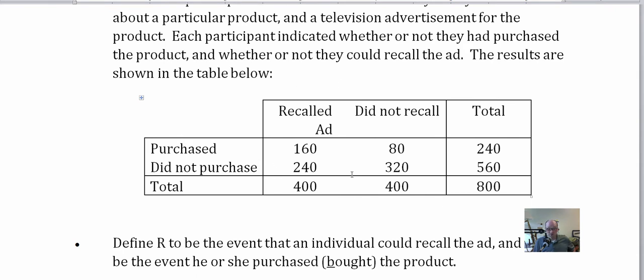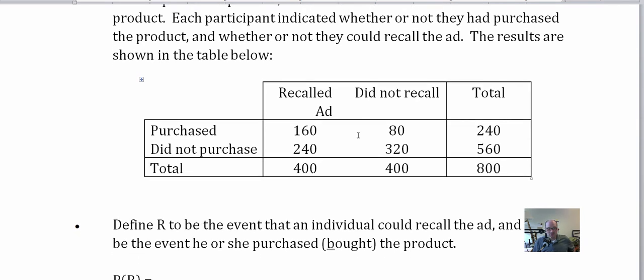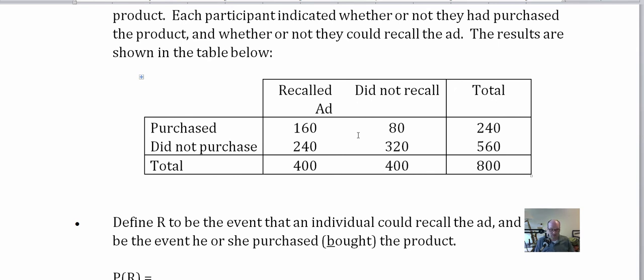From this contingency table, we can calculate basically all the probabilities that we've talked about in the last video. So let's come up with a couple different events. Define R to be the event that an individual could recall the ad. So right here, that's R. And not recalling would be R prime, the complement of R. And then B is the event that she purchased it, B as in bought. And here's B prime, did not buy.